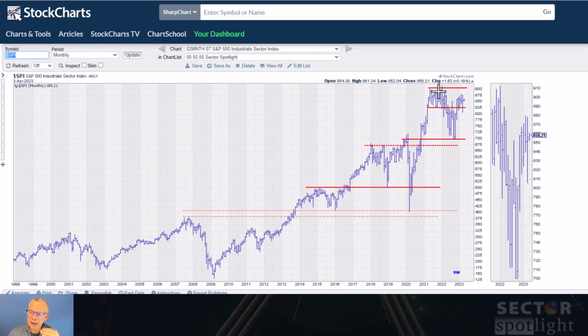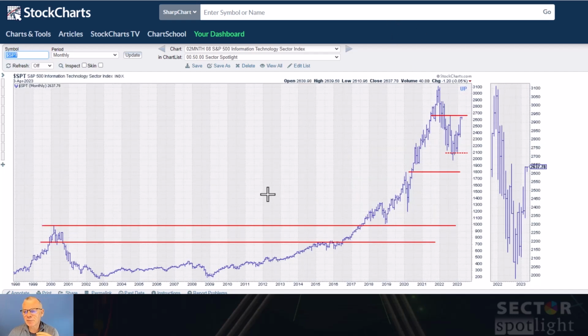Mind you, that 900 area is an all-time high for the industrial sector. So if we can take that out, that will definitely be a strong improvement for the industrial sector. It's not the biggest sector in the S&P 500, but it's definitely going to help.